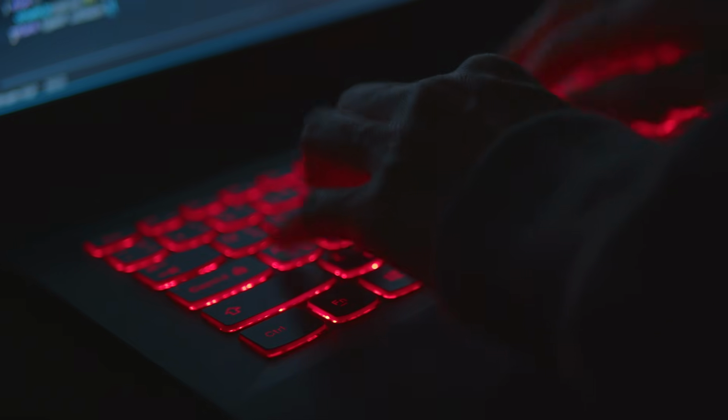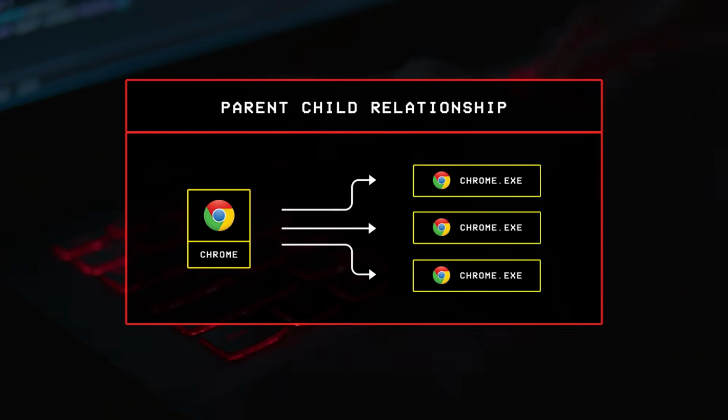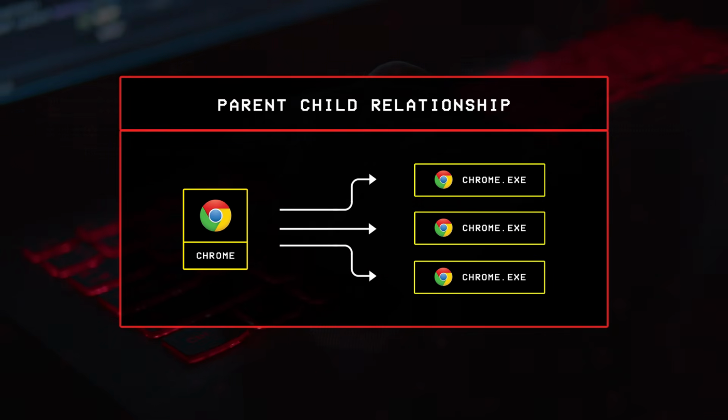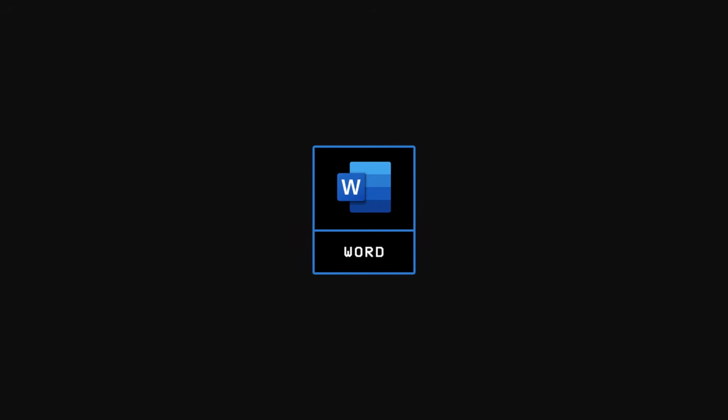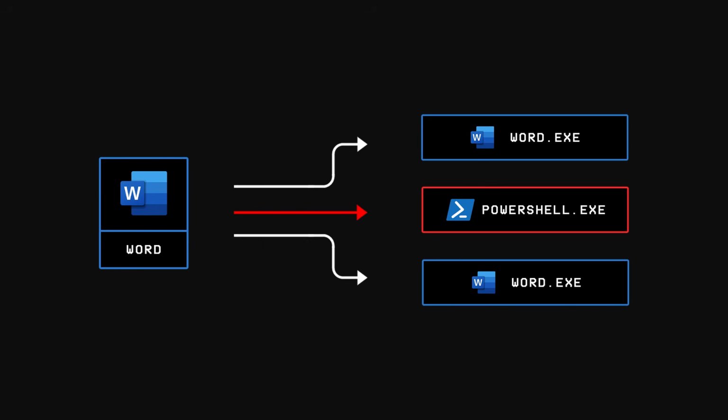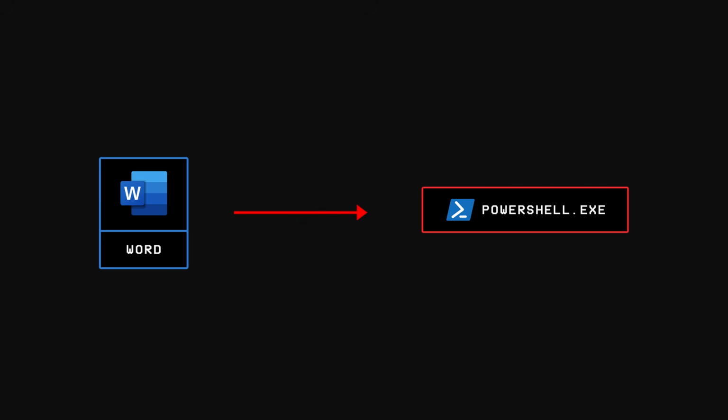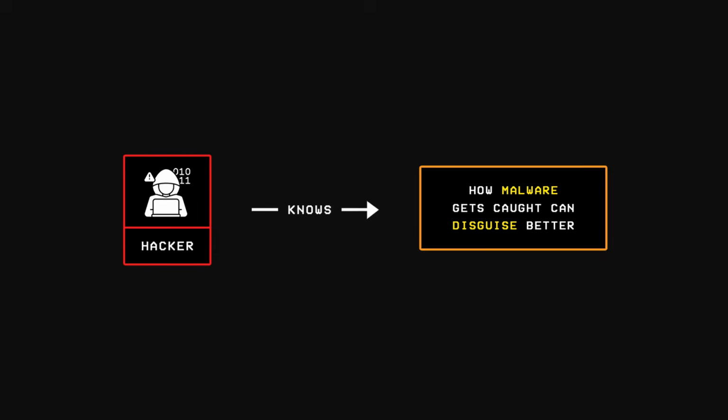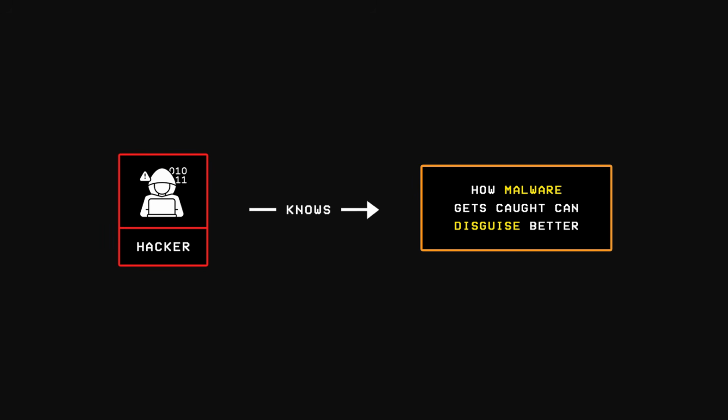Now the reason why this matters for hackers is because this parent-child relationship between processes is how malware analysts spot suspicious activity. So for example, if a malware analyst sees a Microsoft Word document spawning PowerShell as its child process, that's an immediate red flag, because Word has no legitimate reason to be launching PowerShell. On the flip side, attackers who understand how defenders think can go to great lengths to disguise their malware.